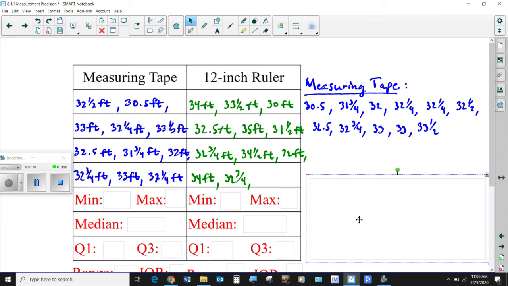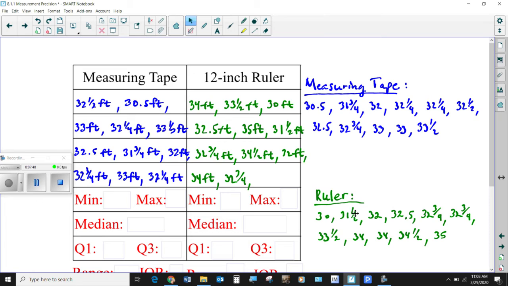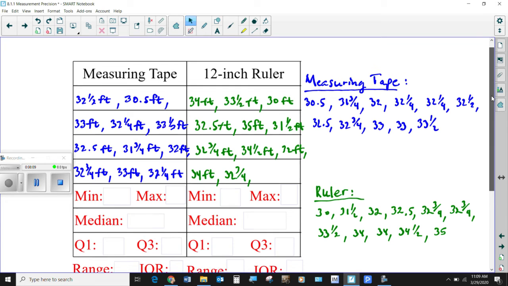Now let's look at the 12-inch ruler and see what we've got there. Their lowest measurement with the ruler was 30 feet, and the highest was 35. Immediately I'm looking and saying, there's a bigger range here. There's a 5-foot gap between the lowest and the highest measurement when the groups were using a ruler, as opposed to when they were using the measuring tape, where there's only about a 3-foot gap in between. So let's go ahead and follow the directions.